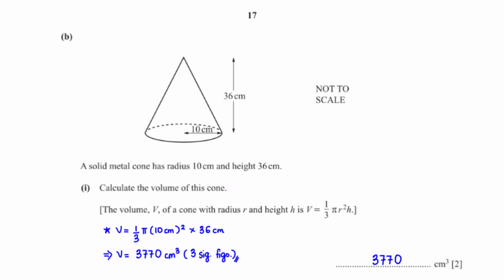A solid metal cone has radius 10 centimeters and height 36 centimeters. Calculate the volume of this cone. We've been given the formula for the volume of a cone as 1 over 3 pi r squared h, where r in this case is 10 centimeters and h is 36 centimeters. When we type this into the calculator, we get 3,770 centimeters cubed, rounded to 3 significant figures.